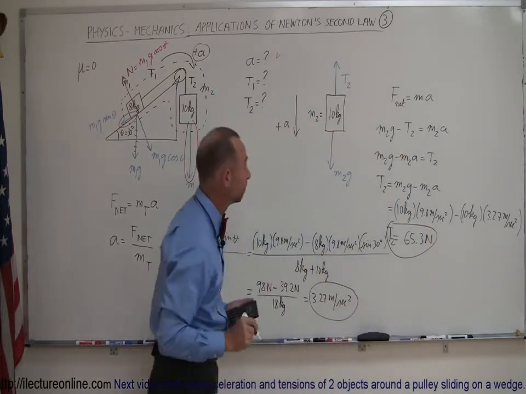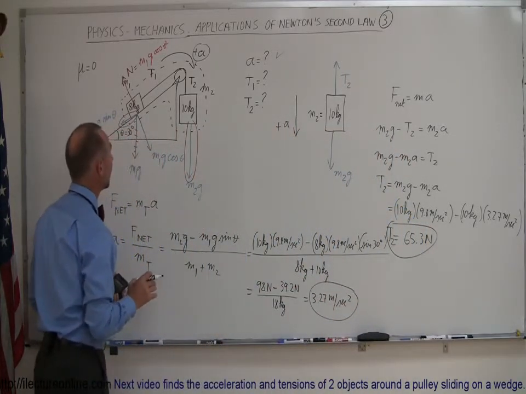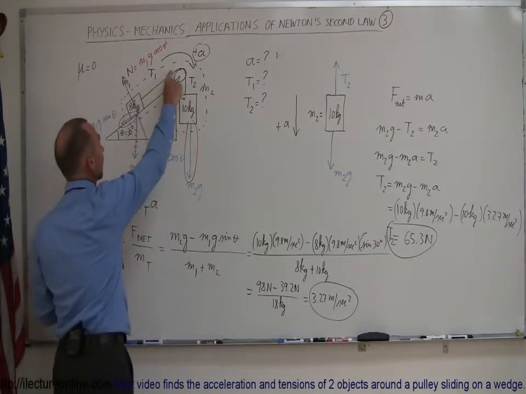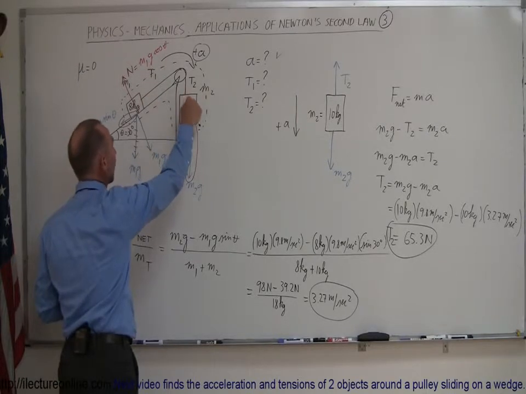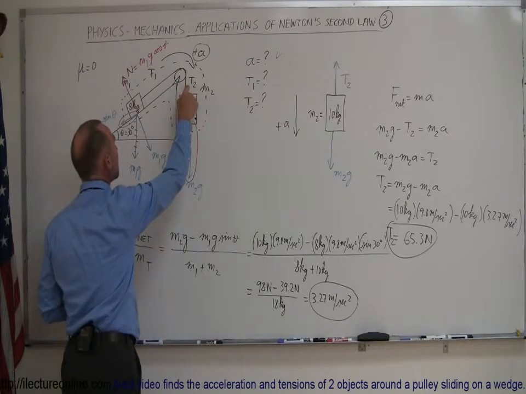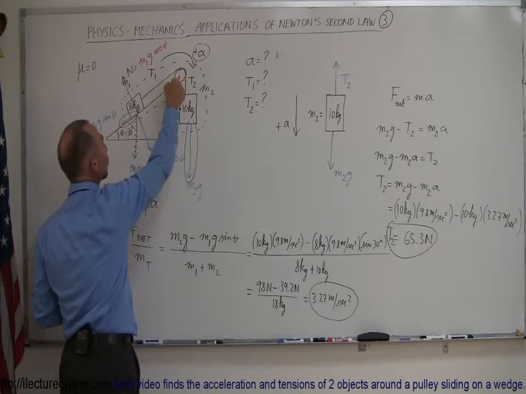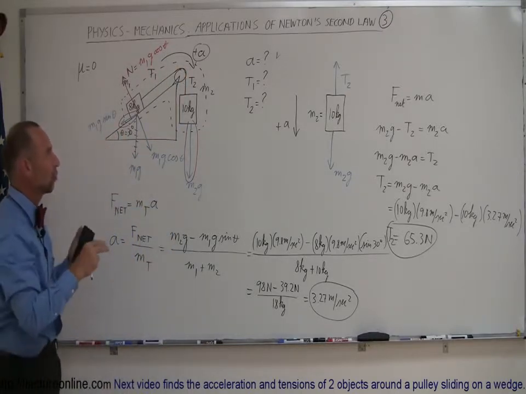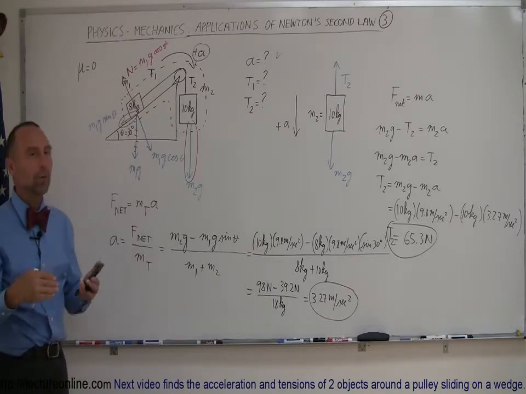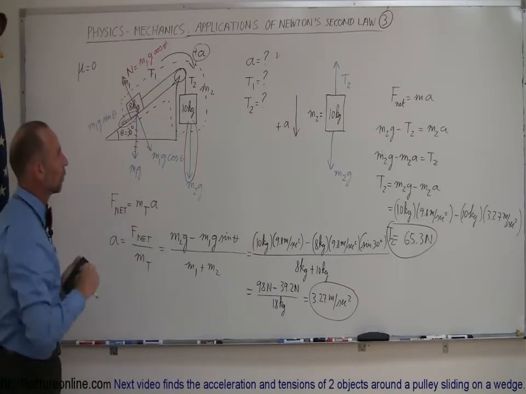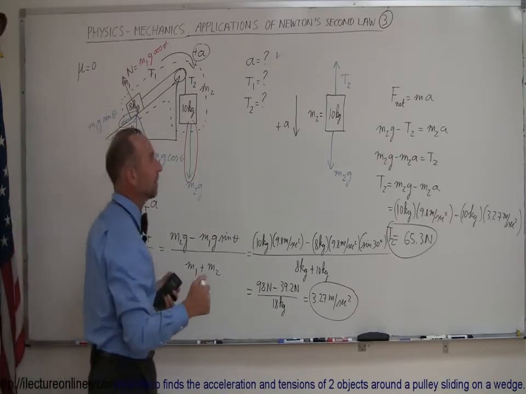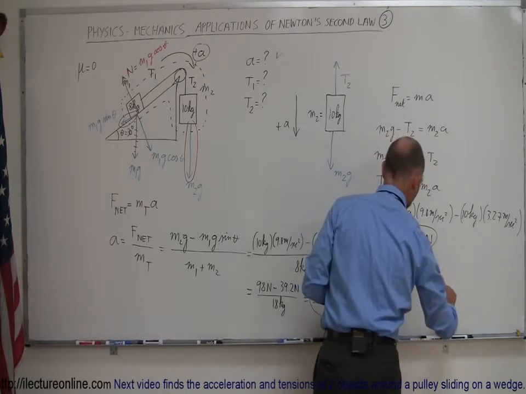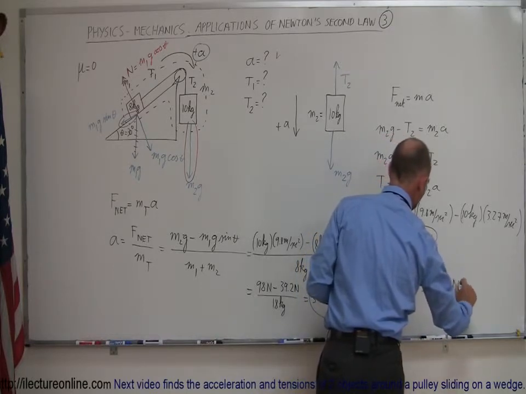Now, what about T1? Well, it turns out that T1 should be equal to T2. Now, why can I say that? Because it's a single string connected from one mass to the other mass, and so whatever the tension is here must be the tension there, assuming that there's no friction on this pulley and the pulley has no mass. So in other words, the mass is so small we can ignore it, and so we don't have to worry about the moment of inertia. That's something for a different topic. So we can say, therefore, that T1 must equal T2. And therefore, that is equal to 65.3 newtons.